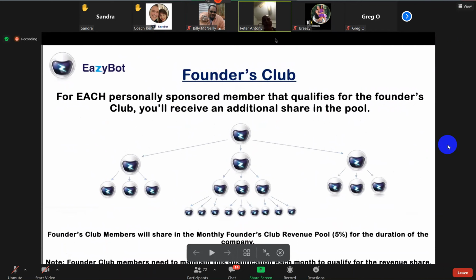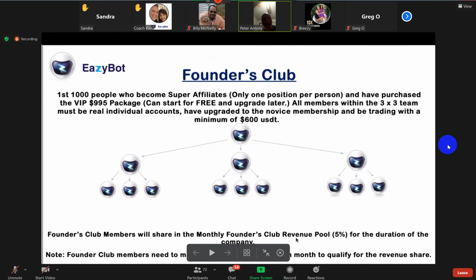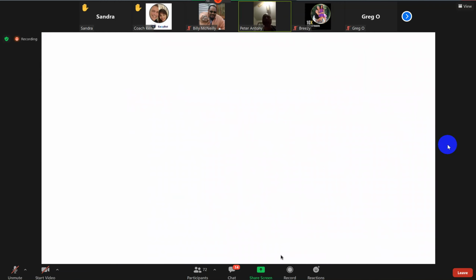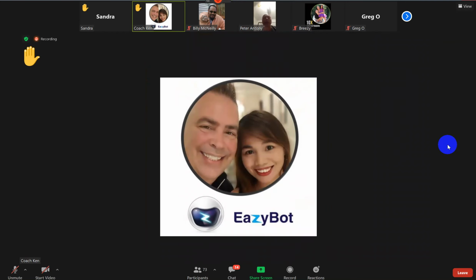Hey, corporate made a decision today that they wanted only one share per person. So that second tier has been eliminated. Okay, good to know. Yeah, so it's just a 3x3. I think that's better. I think that gives us more people in the Founders Club, which is a better situation for all of us. That's what they wanted to do.